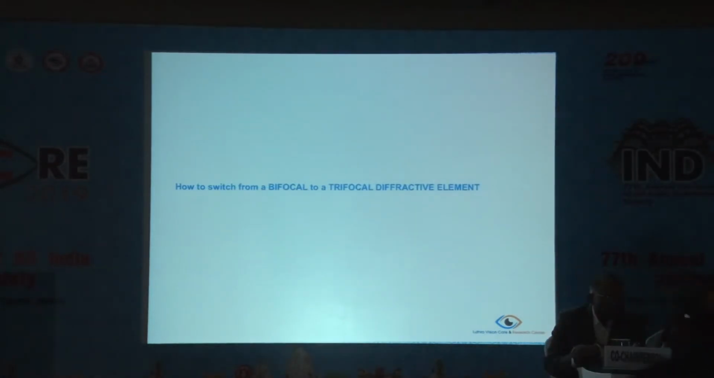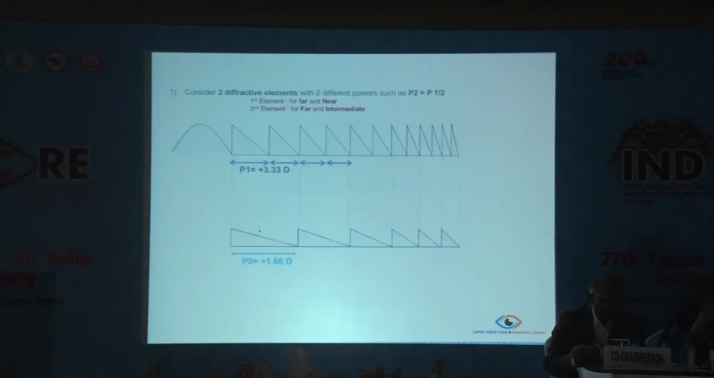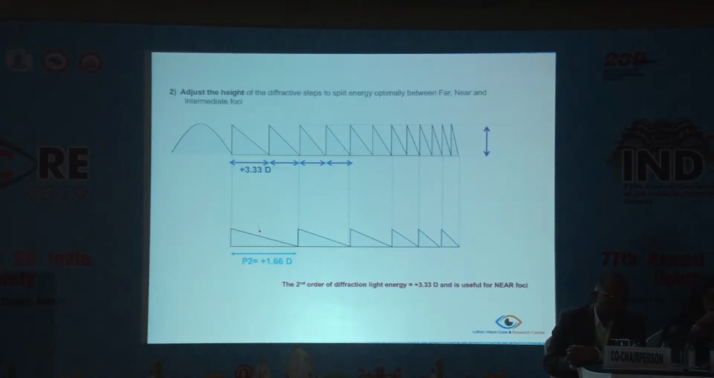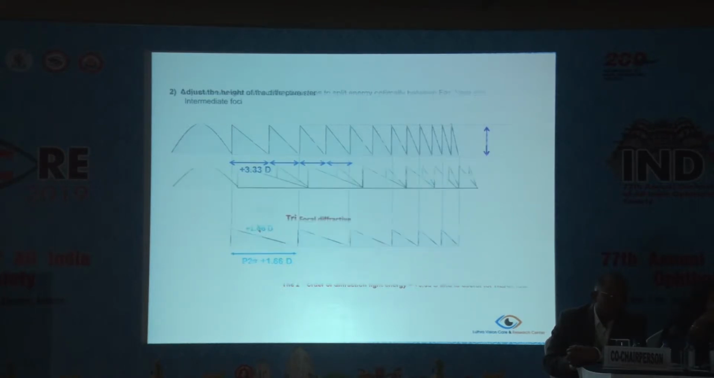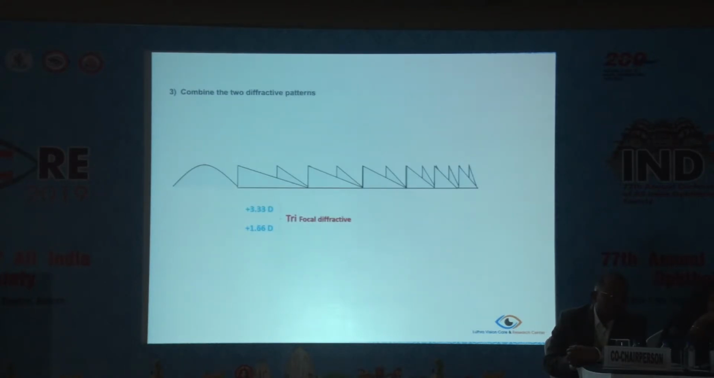Now how do we switch from a bifocal to a trifocal diffractive element? Consider two diffractive elements with two different powers, P2 and P1/2. The first element is for far and near and the lower one is for far and intermediate. Adjusting the height of these diffractive steps splits the energy optimally between far, near and intermediate foci. Here the second order of diffraction light energy is at 3.33 diopters, which is clinically useful for the near addition. This is how a trifocal diffractive would look.